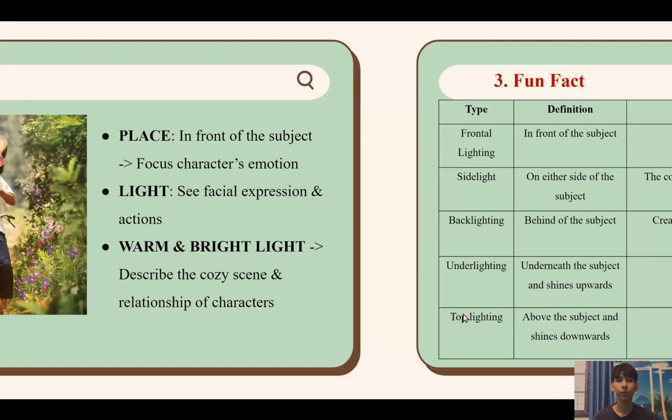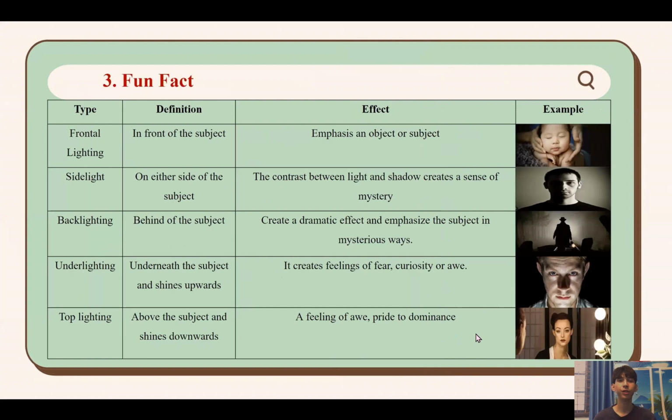Okay, in order to continue the presentation, I want to introduce to you guys some fun facts about how the light is set up in movies to reflect meanings. So there are a total of 5 types. The first one is frontal lighting, which is where the light is placed in front of the subjects or the characters. The reason for doing this is to emphasize the subjects or objects. You can see in the example picture that the baby's face is covered by the light, so it emphasizes the baby's face.